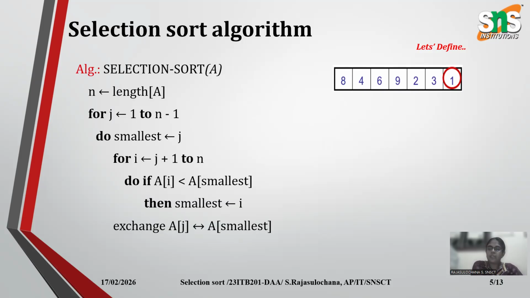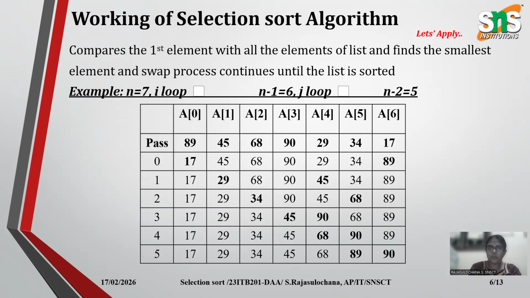So here the array has two parts. One is the sorted array and the other one is the unsorted array. The sorted array is at the front and the unsorted array is at the back. So this is the selection sort algorithm. Whatever I have said is mentioned in this algorithm or pseudocode.